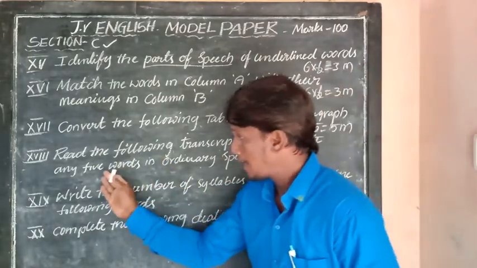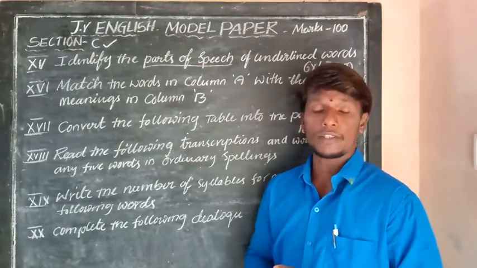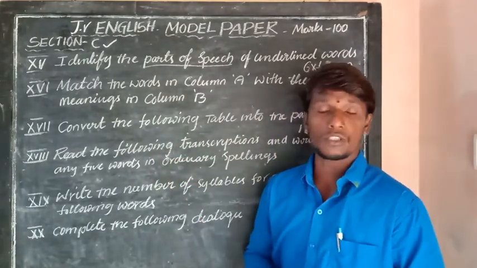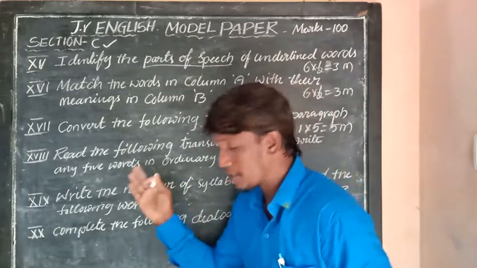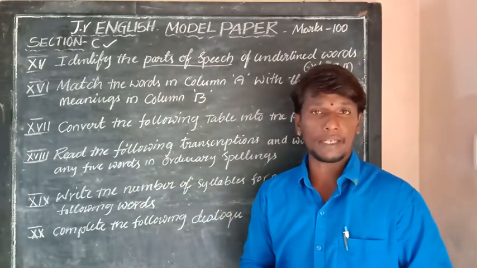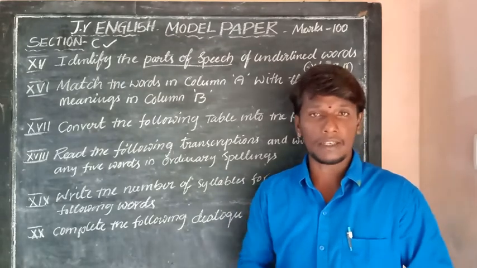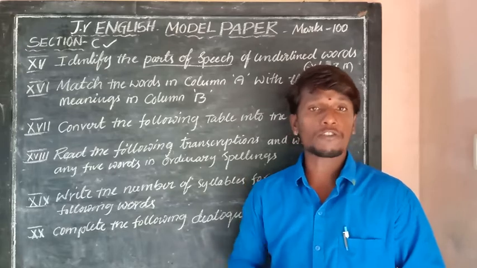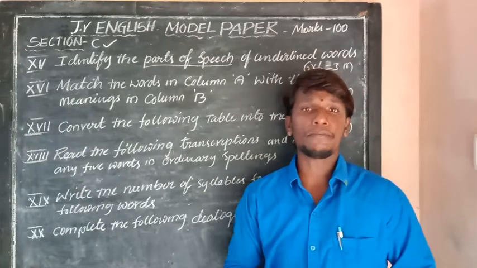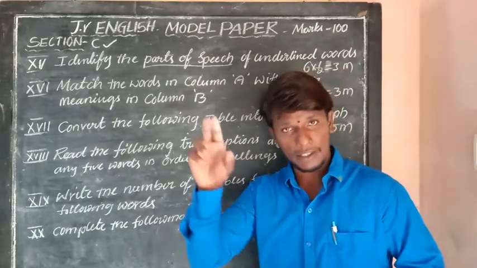This is slightly difficult, and there is an alternative, a choice for question number 18, and the choice is to identify the odd sound. 3 words will be given. Out of the 3 words, 1 is spelled differently or pronounced differently. You need to identify the different sound out of the 3 words and write it aside.